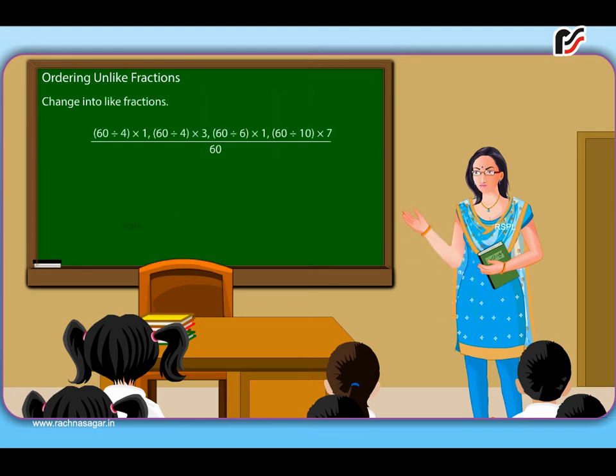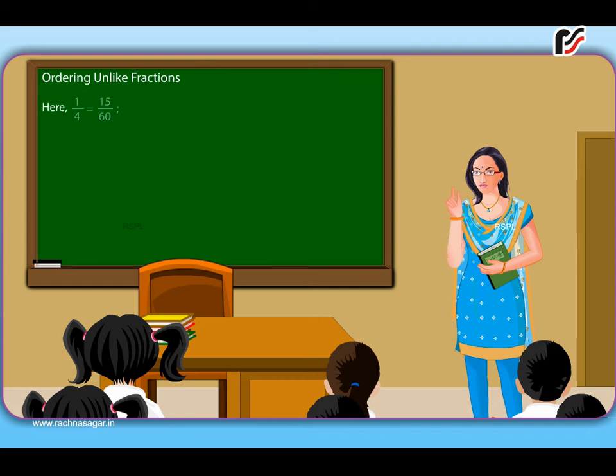60 divided by 4 multiplied by 1, 60 divided by 4 multiplied by 3, 60 divided by 6 multiplied by 1, 60 divided by 10 multiplied by 7, whole divided by 60, is equal to 15 multiplied by 1, 15 multiplied by 3, 10 multiplied by 1, 6 multiplied by 7, whole divided by 60, which is equal to 15/60, 45/60, 10/60 and 42/60. Here, 1/4 is equal to 15/60, 3/4 is equal to 45/60, 1/6 is equal to 10/60 and 7/10 is equal to 42/60.